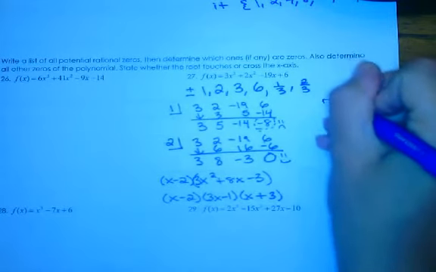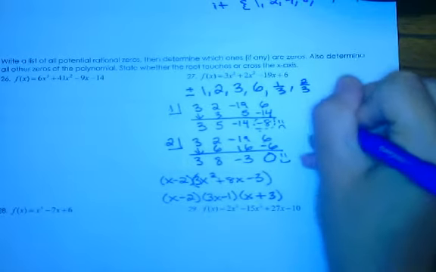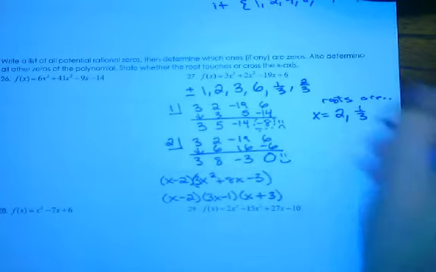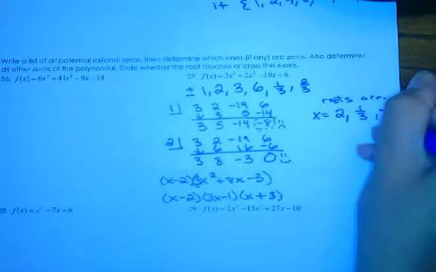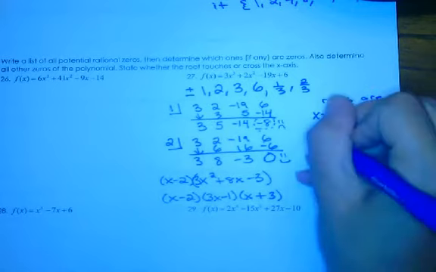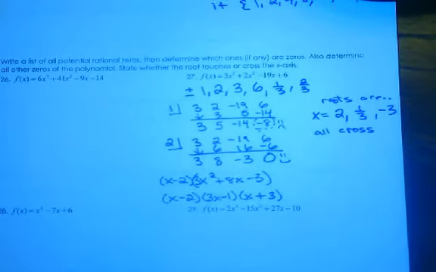So that means that my roots are x equals 2, 1/3, and -3. Since each one of those roots was individual, I didn't have any repeated roots, that would mean that they all cross. Okay, they all cross the x-axis there. None of them are bouncers.